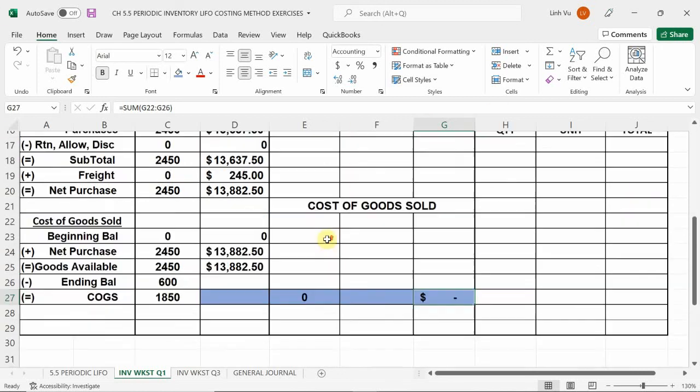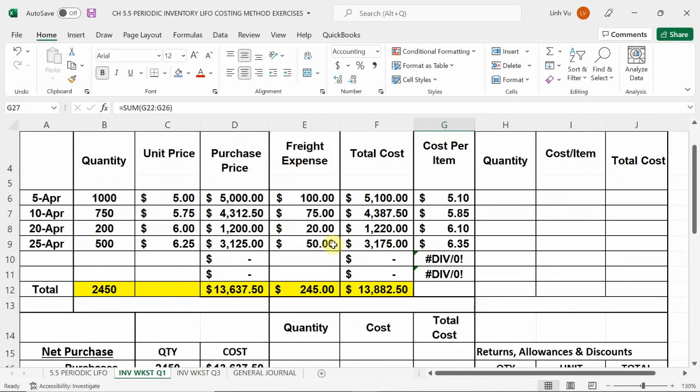So starting with LIFO, right? Which batch of inventory am I going to sell first if I'm using LIFO?